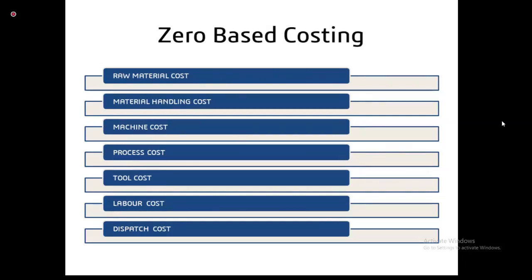Like, for example, whenever I am developing the product right from concept, there are a lot of expenses involved in developing the product from the concept. First of all, if I want to design and manufacture the boiler, I need to purchase the raw material. Then there are the expenses involved in handling the raw material. Then I have to machine certain components, and there is some process involved in machining those components. Then there is a tool cost, a labor cost, and a dispatch cost. So these are certain expenses that I have shortlisted on the screen.